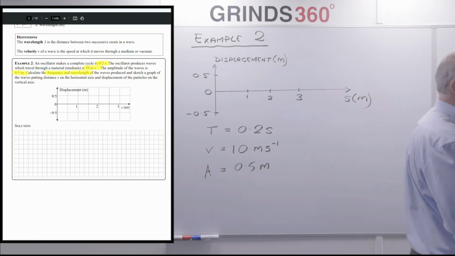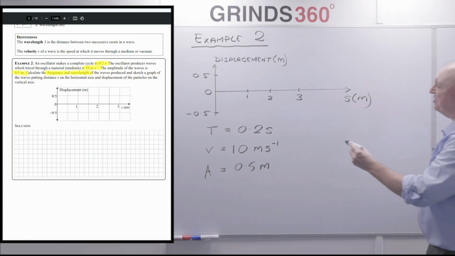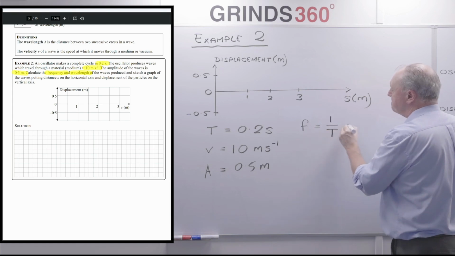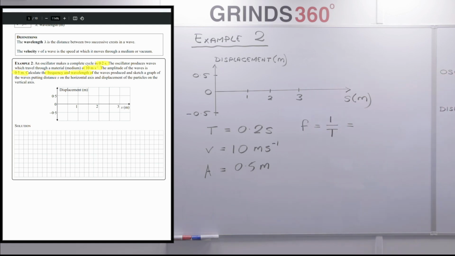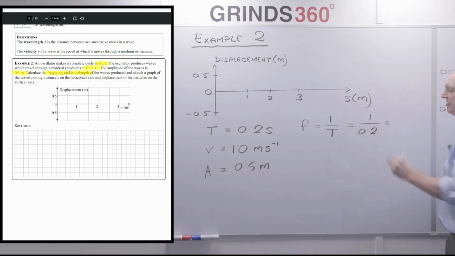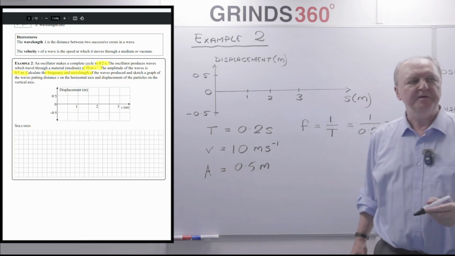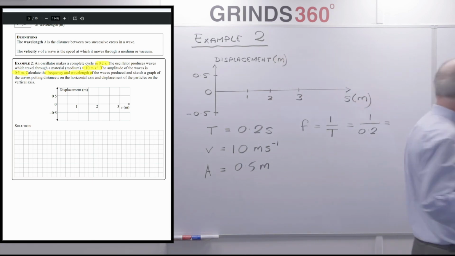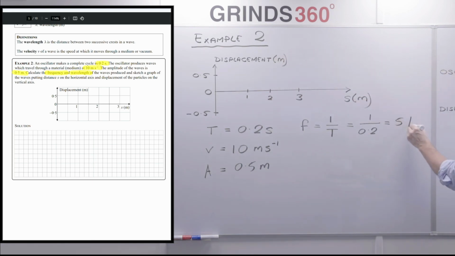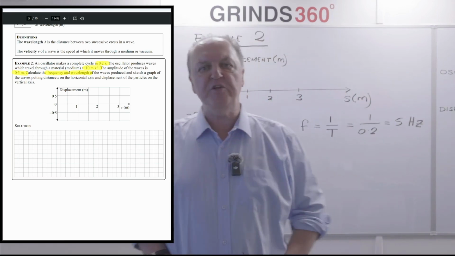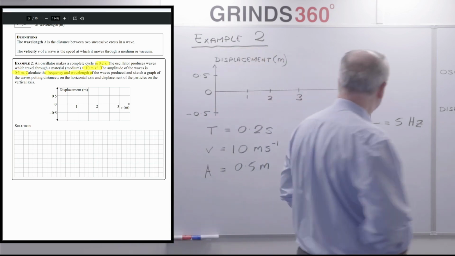Well, we're going to use our formulae. So I know what f is equal to. The formula for f is 1 over T, the periodic time, so it's 1 over 0.2. Put that into your calculator, or do it in your head. We get an answer of 5. And what are the units? The units, of course, are 5 hertz. Next, I want to work out the velocity. So I'm going to use my velocity formula. V is equal to f lambda.